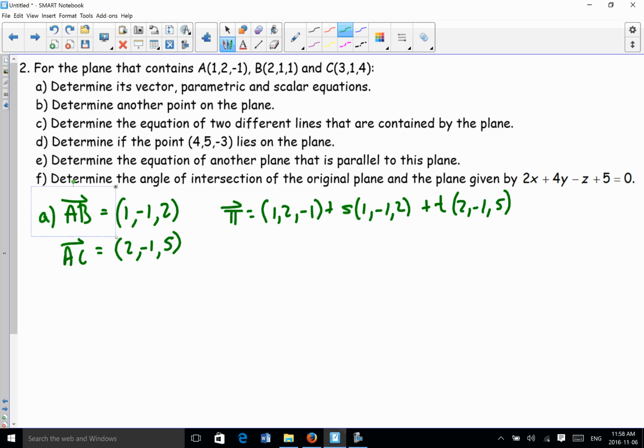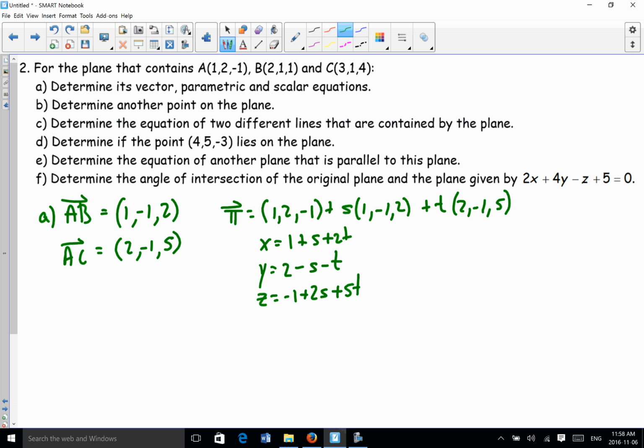If we want to do our parametric one next, just picking our parameters. So x equals 1 plus 1s plus 2t. Y would be 2 minus an s minus a t. And z would be negative 1 plus 2 s's plus 5 t's.